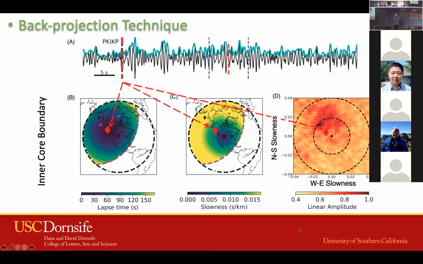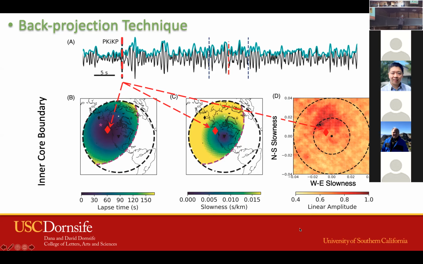This is the lapse time. Lapse time is counted from the PKiKP small IGPP. So this is from the 2D slowness, so we know it's a slowness. This is the slowness map, from the zero lapse time, and this is the 2D beamforming point.